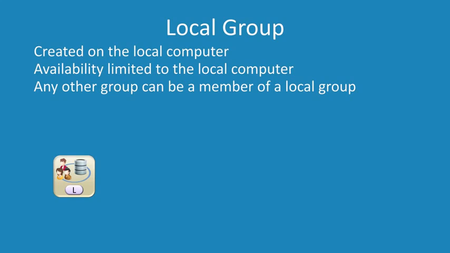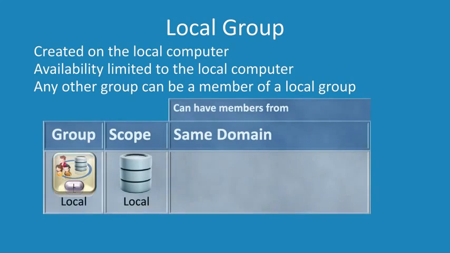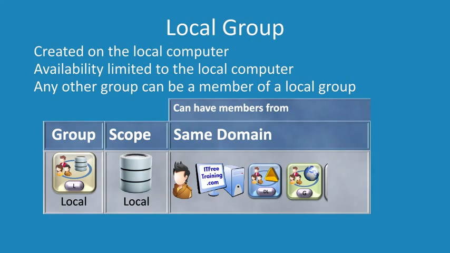To start with, I will look at how groups work at the domain level. Later in the video, I will look at how these groups work when put in a multi-domain environment. At the domain level, a local group can have users, computers, domain local groups, global groups, and universal groups added as members. Since the local group scope is limited to the local computer it was created on, it has limited use when attempting to manage a domain environment.